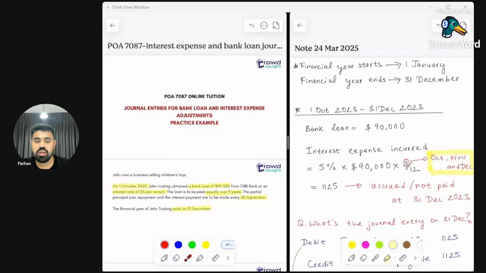In today's lesson, you will learn to prepare the journal entries for interest expense and the bank loan when multiple time frames are involved. You will see the question on the left hand side of your screen, and on the right hand side we have all the workings which I'll go through step by step. This is a very important question for your exam, so make sure to focus and follow through the entire content for an excellent understanding. So with that being said, let's begin.